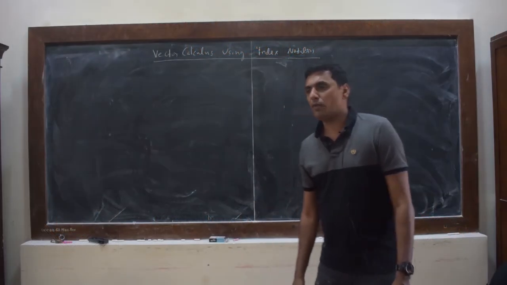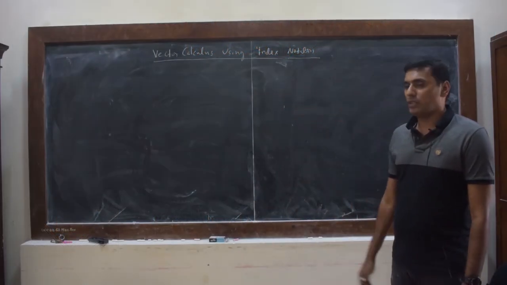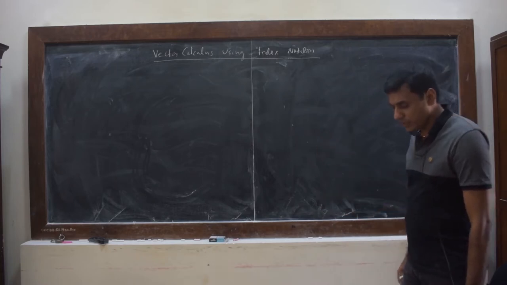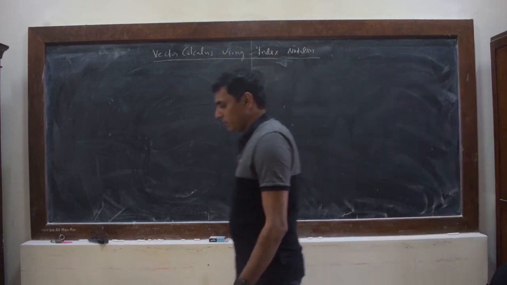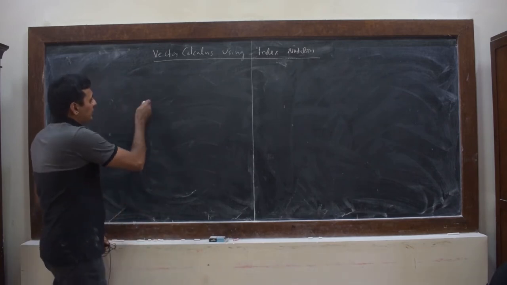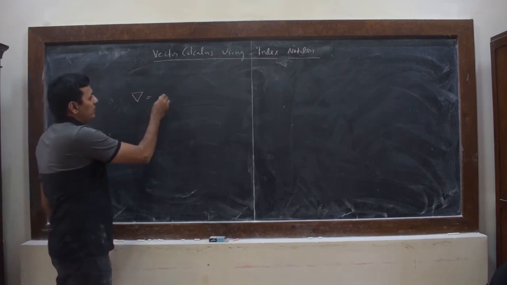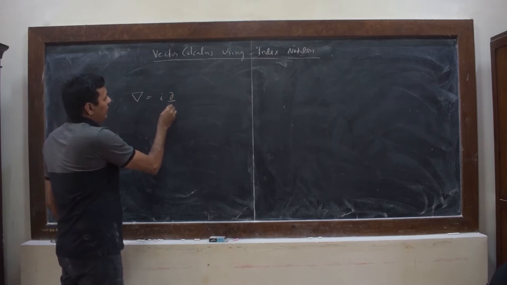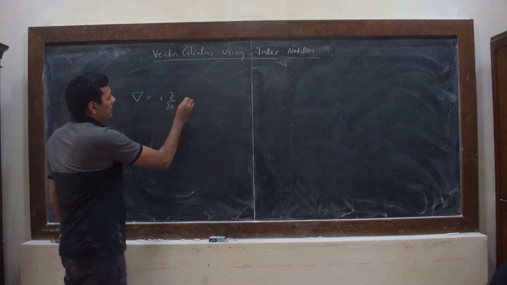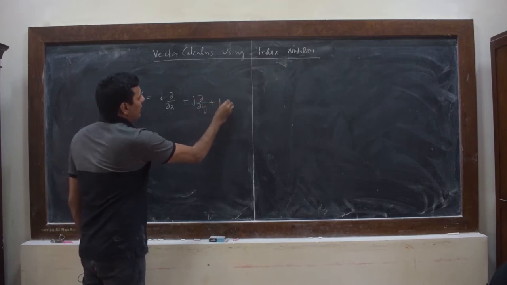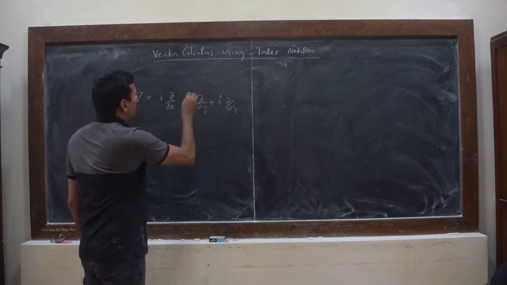In this class, we would like to derive a few vector calculus identities using index notation. You know that the gradient operator in Cartesian coordinates is del by del x into i plus j into del by del y plus k into del by del z. These are all unit vectors.